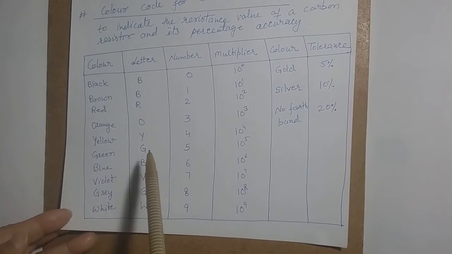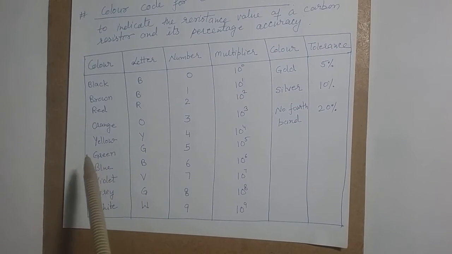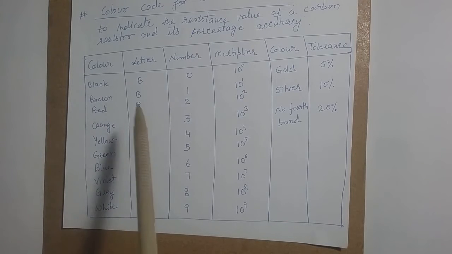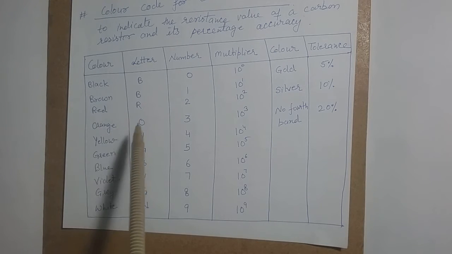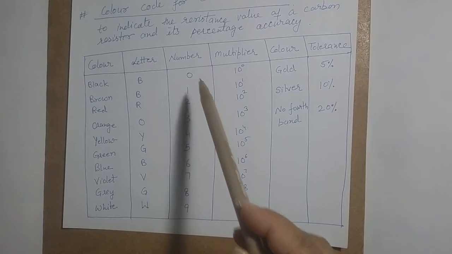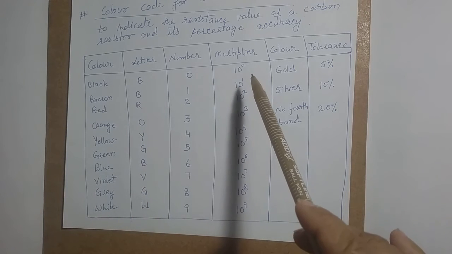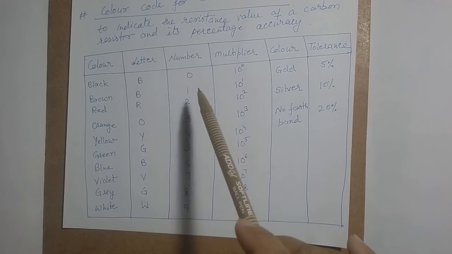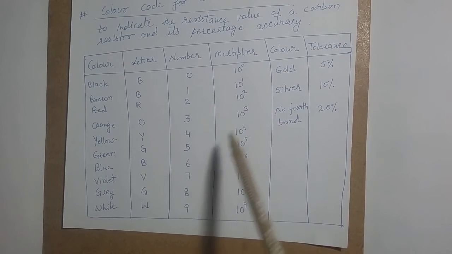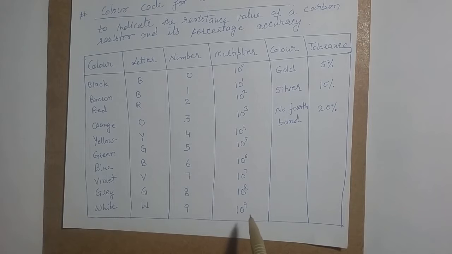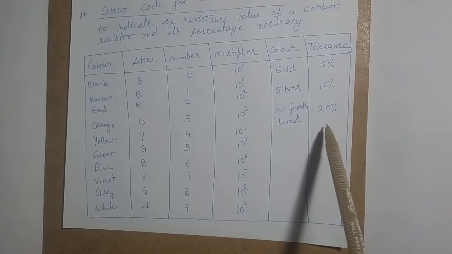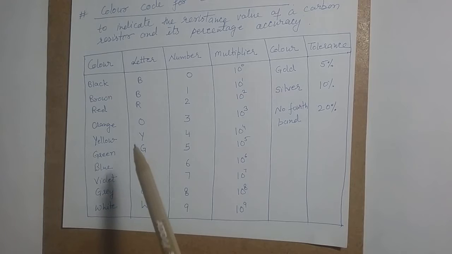Now in this table you can see that we have 10 different colors: black, brown, red, orange, yellow, green, blue, violet, gray, white. We assign the numbers from 0 to 9 to these colors in this serial order. And we have the multiplier, that is 10 raised to power 0, 10 raised to power 1, 10 raised to power 2, 3 and so on till 10 raised to power 9, and the color which represents the color coding.